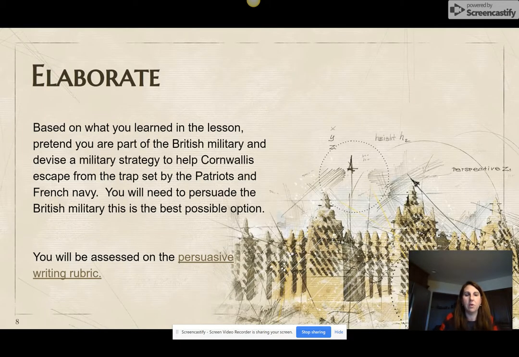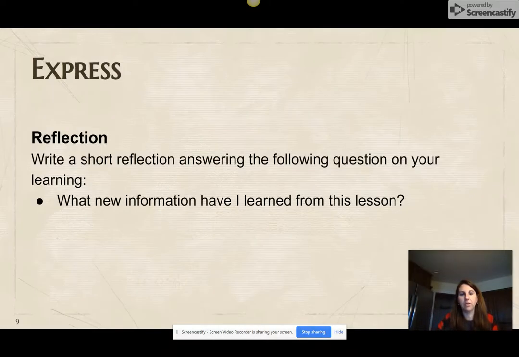And then after you're done, based on what you learned in the lesson, pretend you're part of the British military and devise a military strategy to help Cornwallis escape from the trap set by the Patriots and the French Navy. You're going to need to persuade the British military that this is the best possible option. So what might they have done to stop themselves from getting into the predicament they were in at the Battle of Yorktown? Okay, so you need to persuade everyone to follow your idea there. So you are going to look at the persuasive rubric, and that's how you're going to be graded. Okay, you're going to reflect on what new information you learned from the lesson, and there is a ton of great new information that you are going to learn about the Revolutionary War.